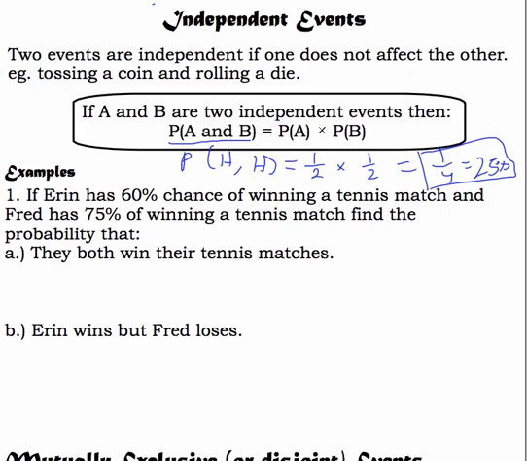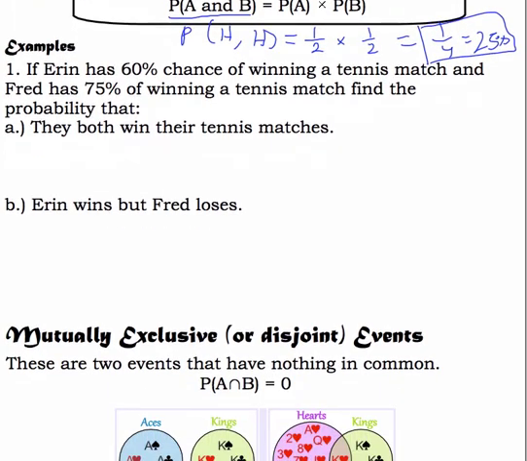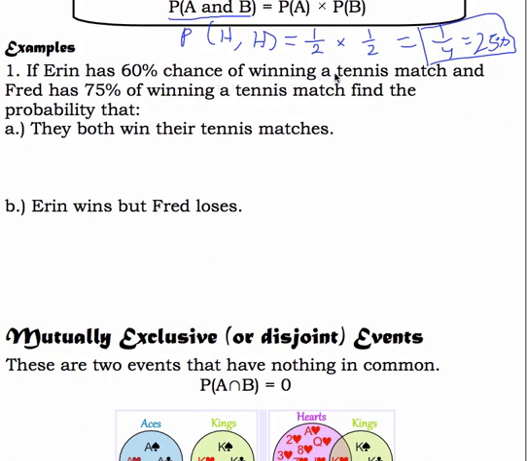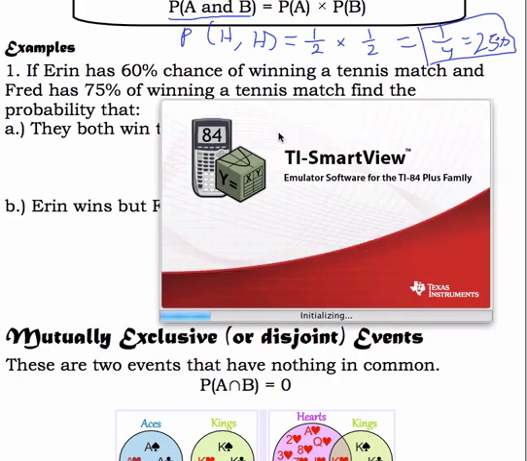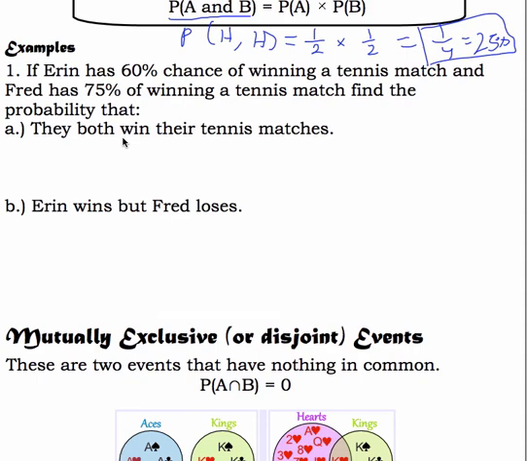Okay, so some more examples. Example one, if Aaron has a 60% chance of winning a tennis match, and Fred has a 75% chance of winning a tennis match, find the probability that they both win their matches. So I'm assuming here they're not playing against each other. Okay, so Aaron has a 60% chance and Fred has a 75% chance.